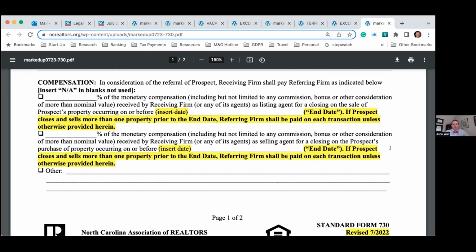But as far as the buy and the sell side, the intent of the language here is that if there's more than one of those types of transactions before the end date here, then that is going to be effective. All right, I'm going to stop sharing my screen and I'm going to head over to the chat box here.